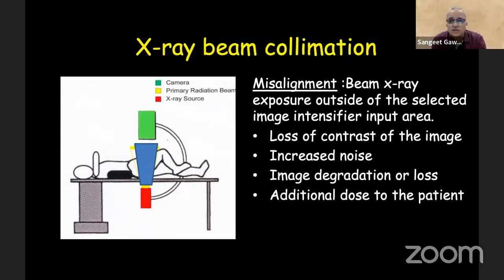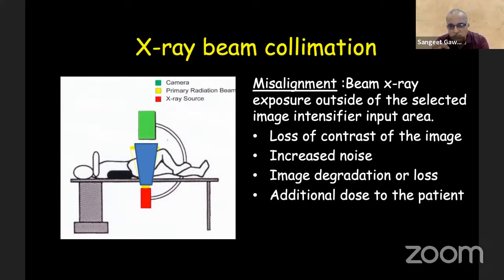Or if you are not inside the theater, and in a hurry to position or to check the images, the technician or your assistant lets the C-arm hit the OT table, and that malaligns the camera and the X-ray source. So when you shoot the X-ray beam, the beam will go outside the intensifier, and either there will be a loss of contrast, increased noise, or image degradation, or the X-ray source will throw additional dose to the patient and to the surgeon to capture the image on the intensifier.